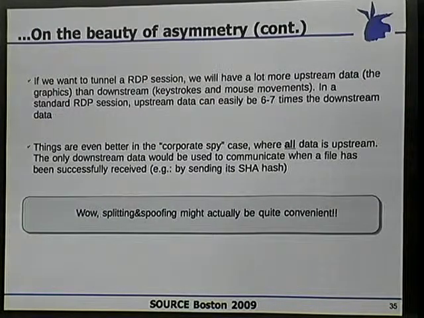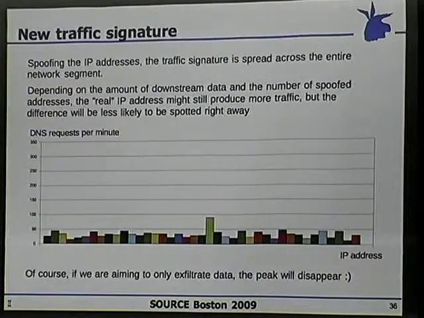And things are even better in a corporate espionage case, in which all data is upstream. You can send out terabytes of stuff, and in the other direction you probably just need to send the hash value to check that the transfer was successful. Other than that, you can do everything with the spoofed requests. So splitting and spoofing is actually quite convenient if you're dealing with the proper kind of data transfer.